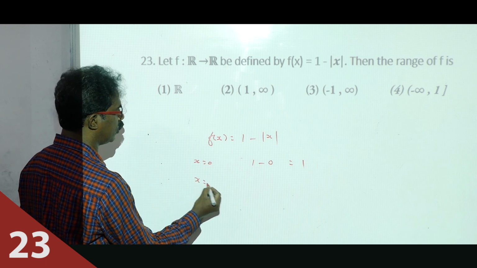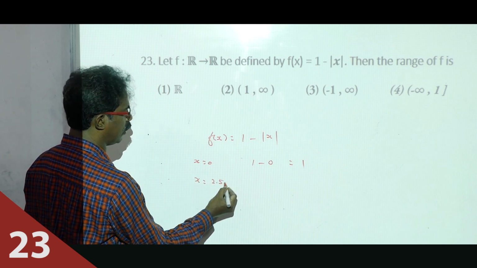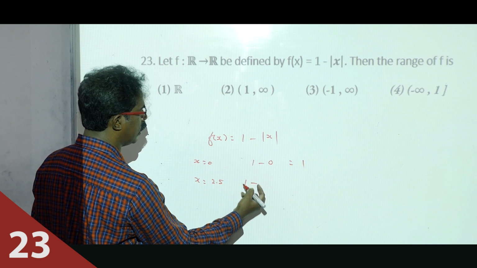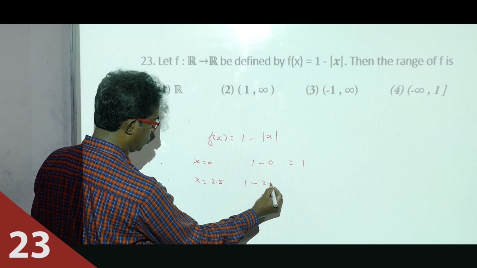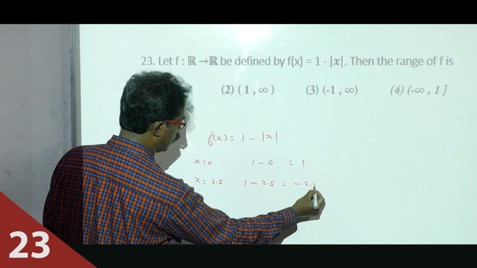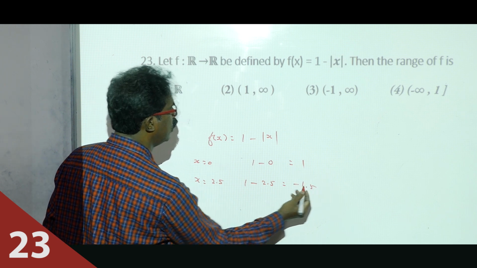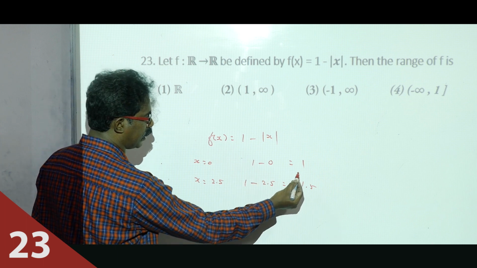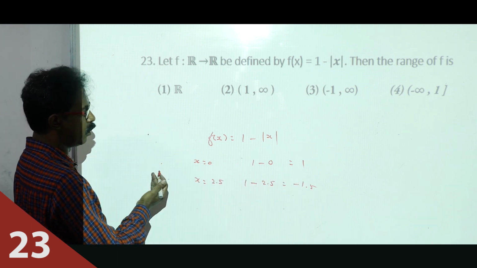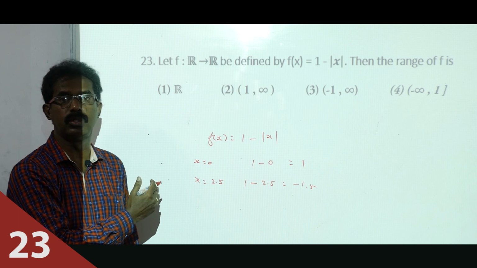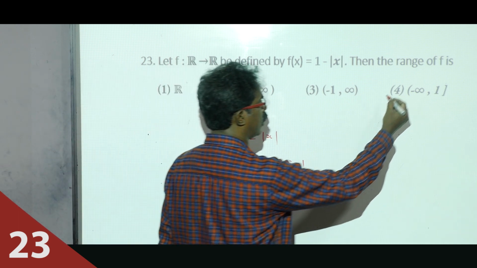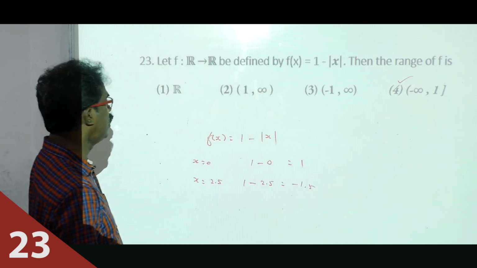Suppose I am giving x is equal to say 2.5. What will happen? 1 minus modulus 2.5, it is 2.5. So the answer is minus 2.5, right? Sorry, minus 1.5. You are getting minus 1.5. Any number you give, maximum it can be 1 or it is less than 1. Less than 1 means it can go up to minus infinity. So the correct option is minus infinity comma 1.